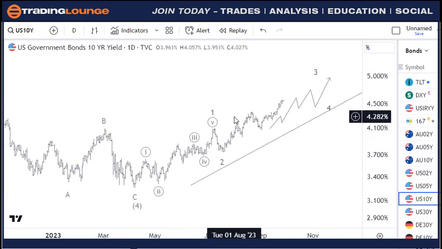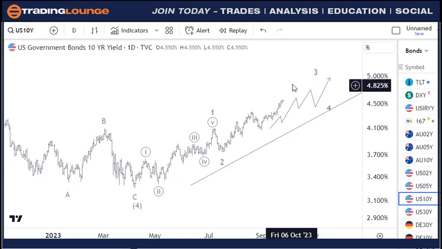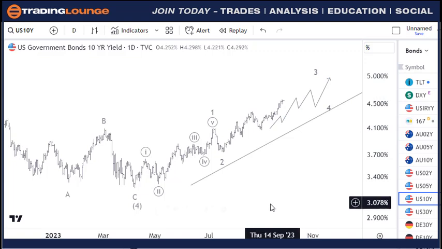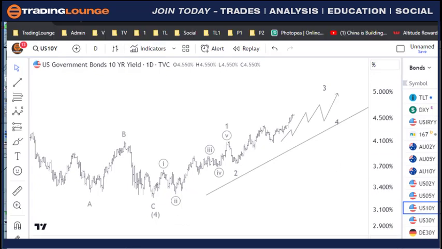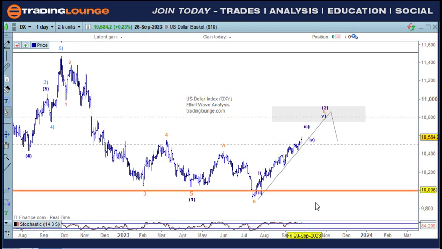I could look at this as 1 and 2, 1 and 2, but this is 1 and 2 and 3 and 4 and 5. Definitely still going to the upside. So in terms of the Elliott structure, yields up, bonds down, dollar to the upside. The dollar here is following the yields up as well, up into the 108 on the DXY here.